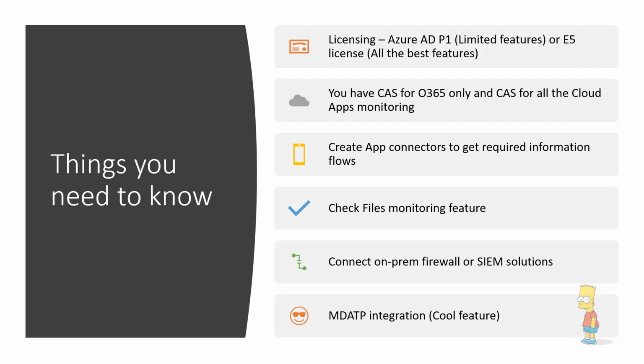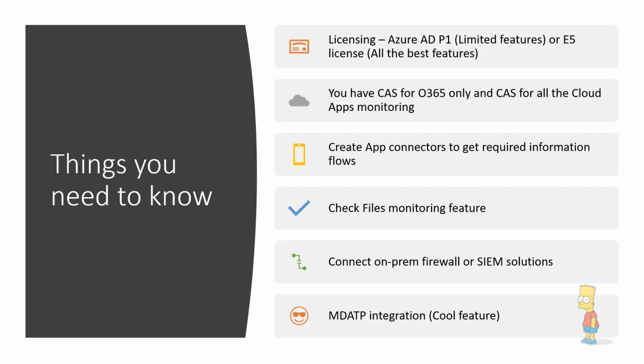So once you decide which version you want to go with and which licensing option, the third step is you need to create the app connectors. Without connecting to those apps, CASB is going to be kind of like a white elephant. You won't be able to do anything with it. And then if you really want to monitor the files, which you should do, you need to check the file monitoring feature, which I'll demo in the next few minutes. And if you want to find out the activities in your on-premise environment, you can connect it to your on-prem firewall or SIEM solution and get the required logs in order to do that assessment.